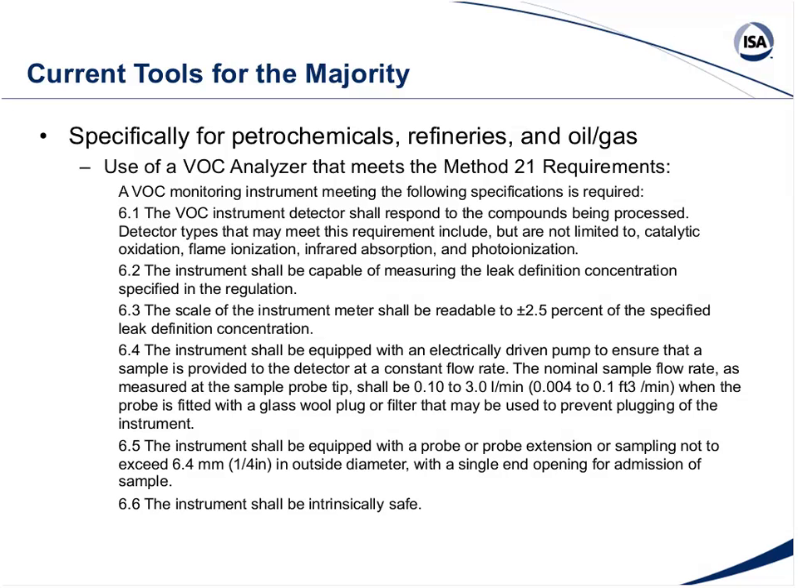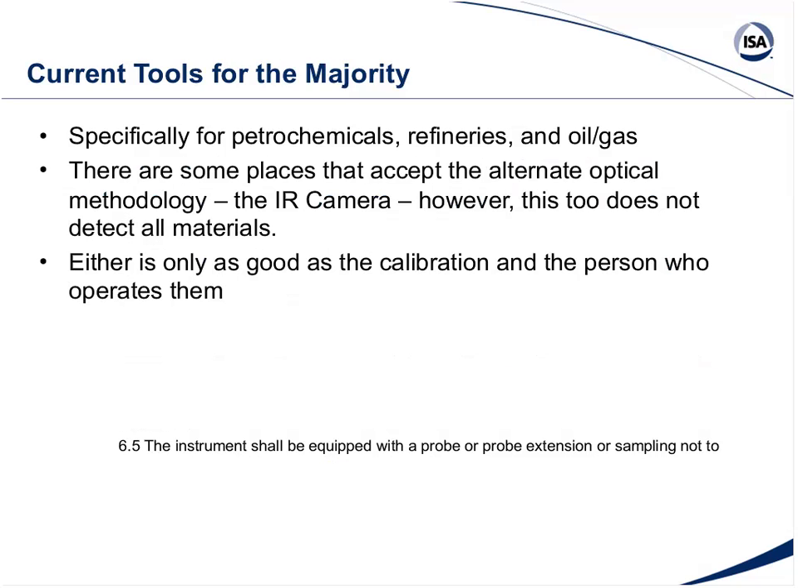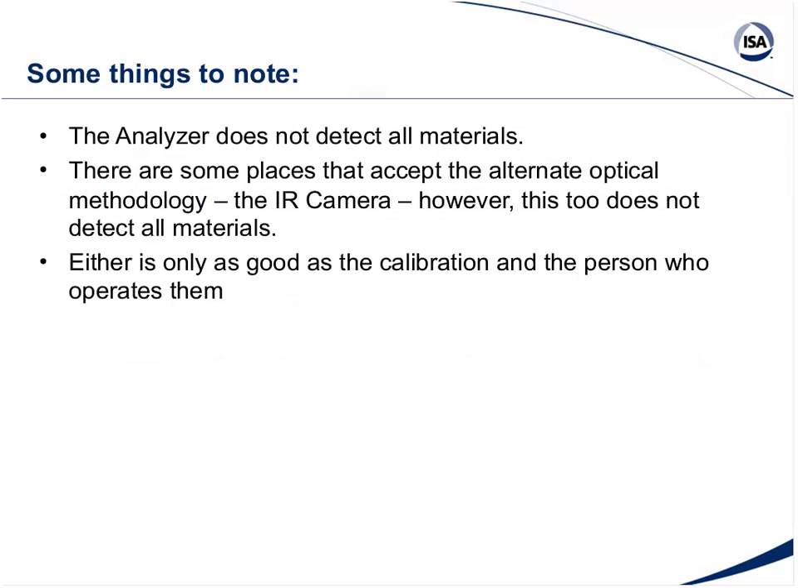The other part of it is that depending on your state, depending on your consent decree, you may have the alternative work practice that allows you to use the IR camera. But you've got to remember that the IR camera, because of how it detects our organic carbons, also may not necessarily detect everything that we need to look at. So from our leak detection and repair, we're going to be looking primarily at those VOCs. We're going to be looking at those things that the camera can see.